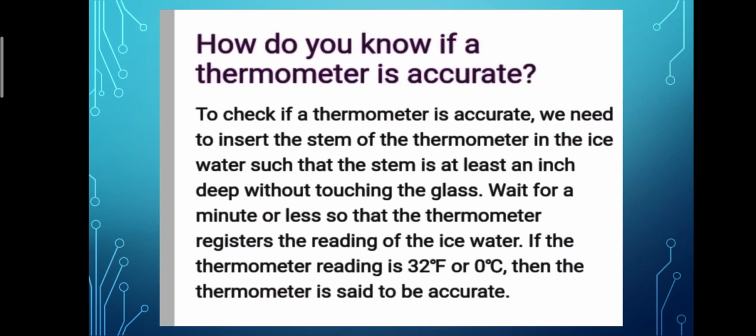How do you know if a thermometer is accurate? To check if a thermometer is accurate, we need to insert the stem of the thermometer in ice water such that the stem is at least an inch deep without touching the glass. Wait for a minute or less so that the thermometer registers the reading of the ice water. If the thermometer reading is 32 degrees Fahrenheit or 0 degrees centigrade, then the thermometer is said to be accurate.